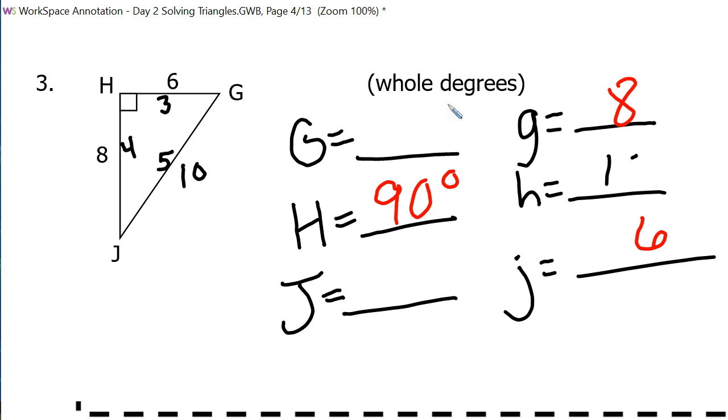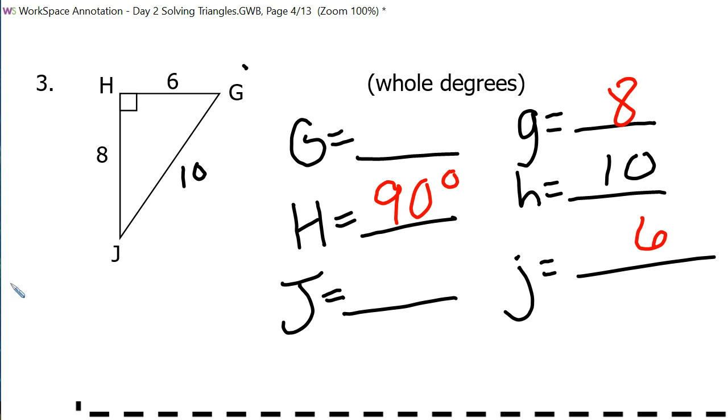Now, if you did not recognize that it was a 3, 4, 5 triangle, what would you have to do to find that missing side? Yeah, the Pythagorean theorem. A squared plus b squared equals c squared. Okay, now we need to find those missing angles. So let's start by finding angle G. Since we have all three sides, we could do all of the functions. We could do sine of G, cosine of G, tangent of G. Which one do you want to do?